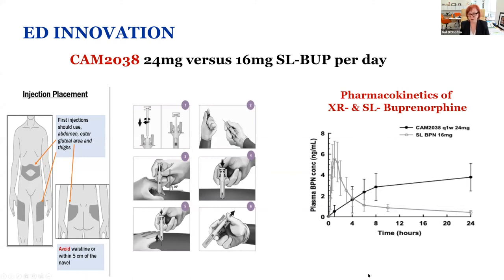And what you can see on the right-hand side is the pharmacokinetics. What happens with sublingual is it very rapidly gets into the bloodstream, and then it rapidly dissipates and gradually goes away over a period of time. So that's the kind of spikes that happen with sublingual. If you give CAM, it actually is slow, but not really slow. It reaches that 2 nanograms per milliliter where sublingual is in about 4 hours. So people who get it may need a little bit of rescue dosing, but then it is pretty consistent and lasts for approximately 7 days.